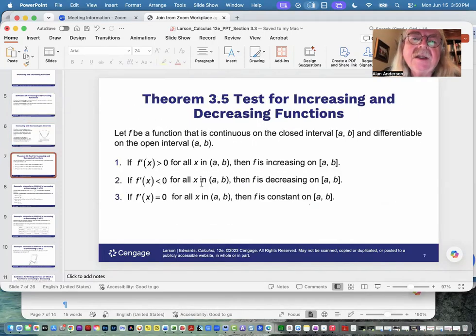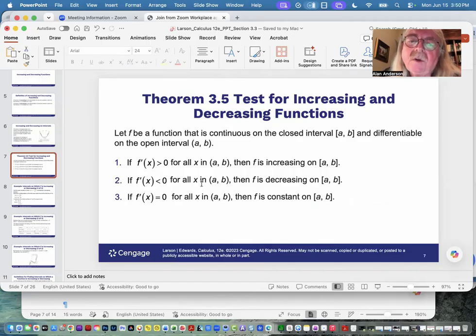Here we can find out if a section is increasing or decreasing throughout the entire interval just by looking at the first derivative. So this is a very powerful test to see if our function is increasing, decreasing, or remaining the same.